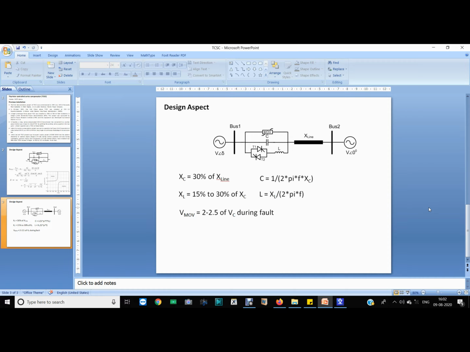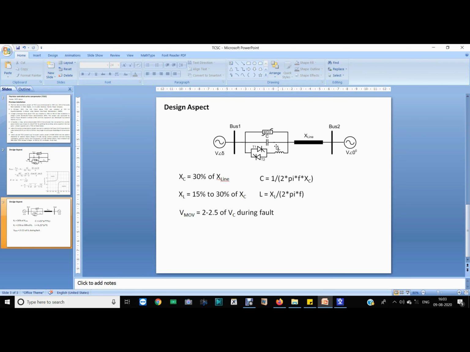For modeling purpose, we are selecting this system, where this is a 2 machine 2 bus system, where bus 1 voltage is V at angle delta, and bus 2 voltage is also V, but angle is 0 degree. So power flows from bus 1 to bus 2, right? Now TCSC is placed just near bus 1, and this is the transmission line of impedance X line, right?